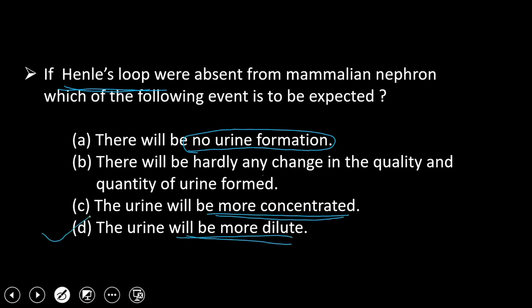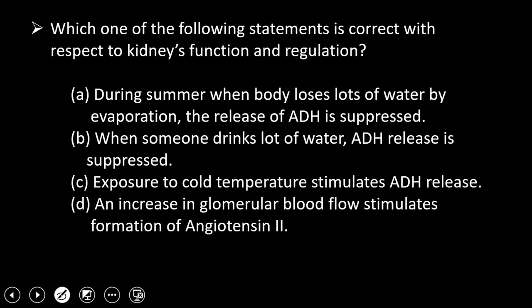So the right answer is D, because we know the function of loop of Henle, which particularly forms more concentrated urine, and in absence of loop of Henle, more diluted urine is there.